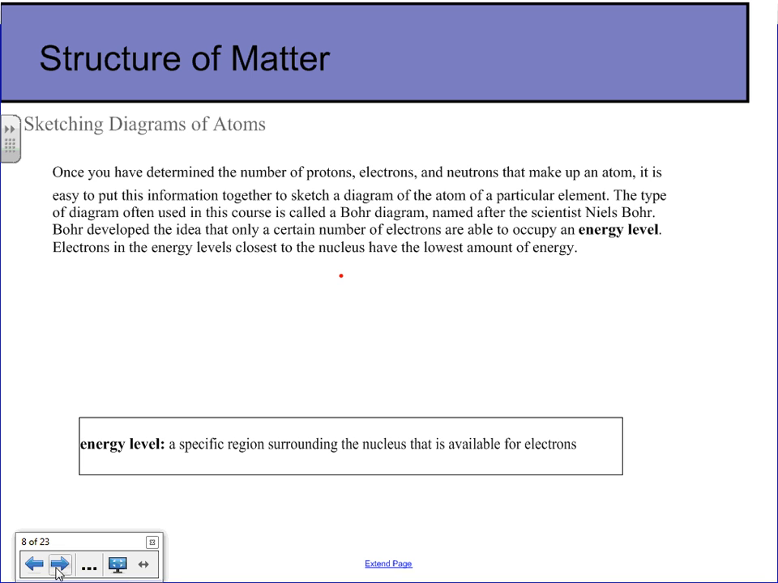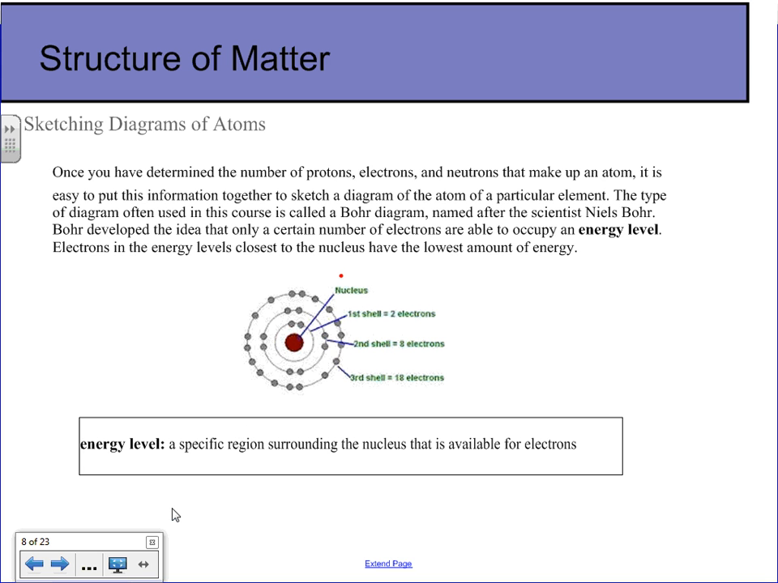So to sketch a diagram of atoms, once you have determined the number of protons, electrons, and neutrons that make up an atom, it is easy to put this information together to sketch a diagram of the atom of a particular element. The type of diagram often used in this course is called a Bohr diagram, named after the scientist Niels Bohr. Bohr developed the idea that only a certain number of electrons were able to occupy an energy level. Electrons in an energy level closest to the nucleus have the lowest amount of energy.